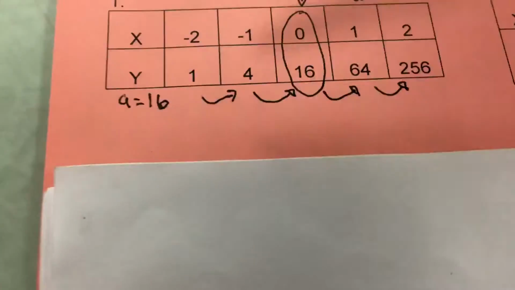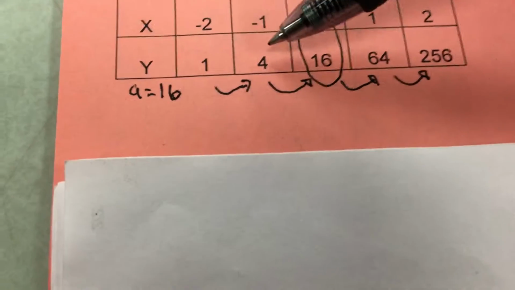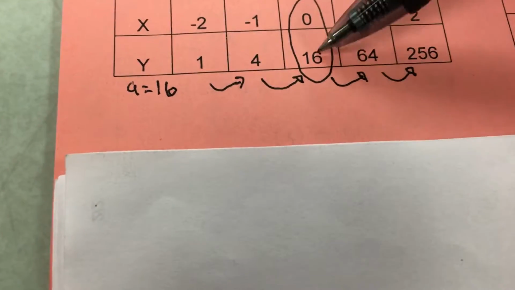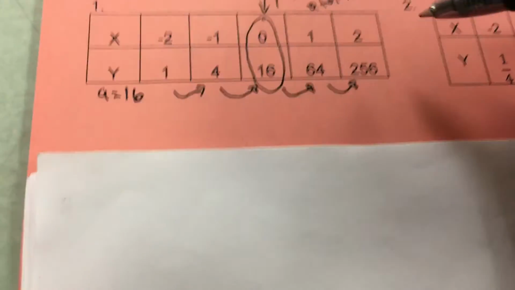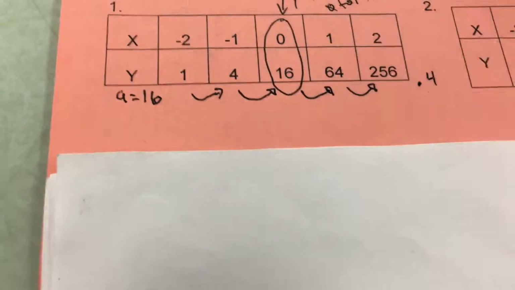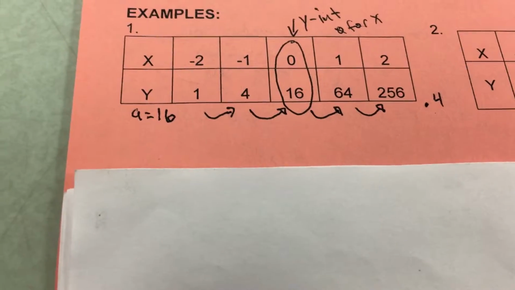So from 1 to 4, I multiply by, well, you probably guessed it by now, 4. 4 times 4 is 16, 16 times 4 is 64, 64 times 4 is 256. So yeah, we're multiplying this entire row, we're multiplying it all by 4. That means that b equals 4.